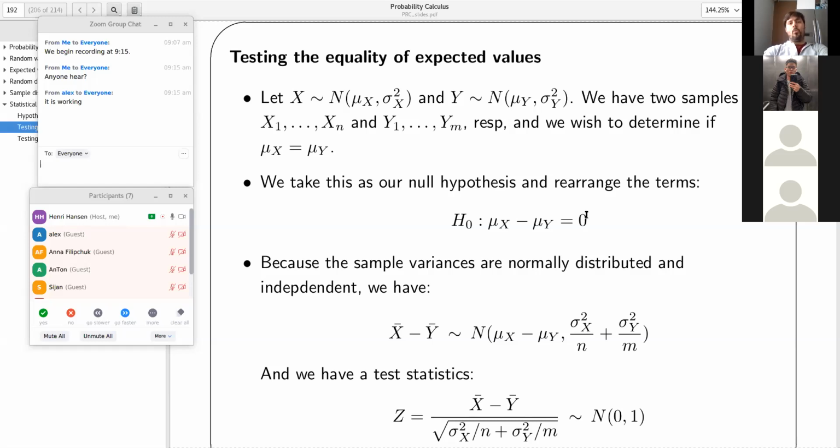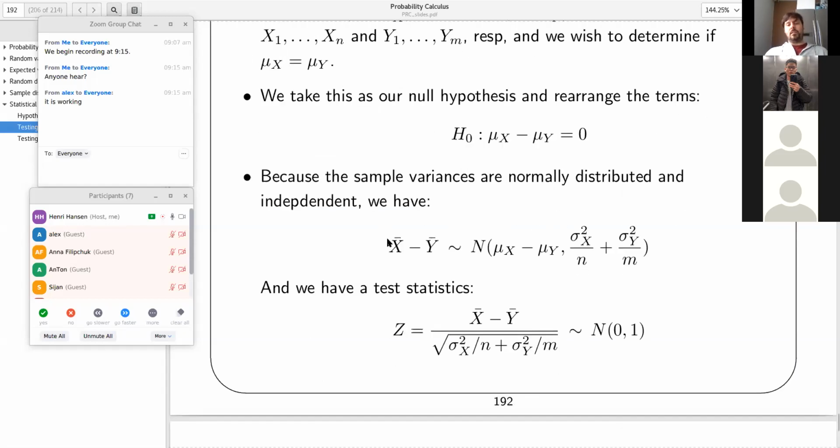Firstly, if we know the actual variances, in this case the variances of x and y, but we don't know the expected values, we have to determine whether they have the same expected value with known variances. The variances can be different, but we have to know them. So we come up with this statistic, which is simply the difference of the averages.